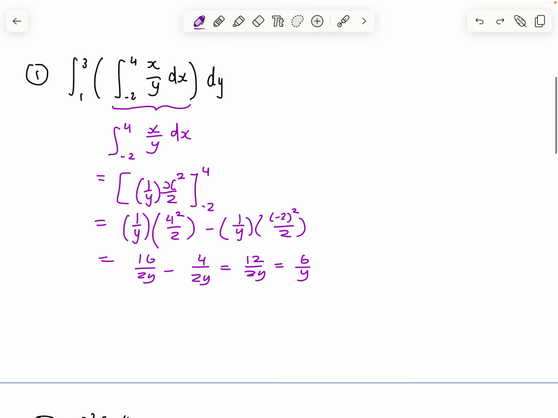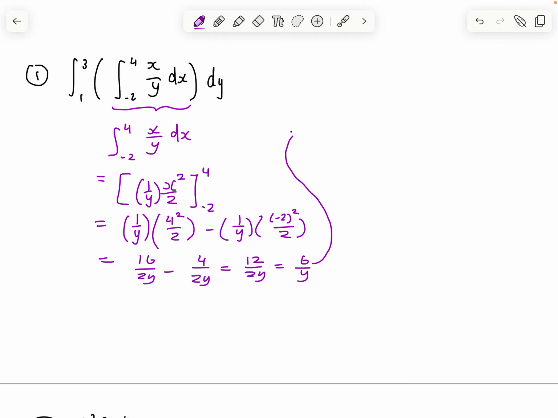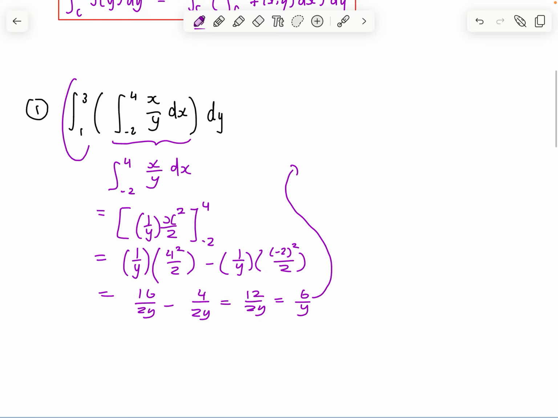Now the second part, we just need to plug this in. So this is the second part. Now we only focus on integrating with respect to y. So we have 1 and 3, and the inside integral, we already solved it to be 6 over y. So all we need to do is just put it back in, and this time it is with respect to y. So this should be pretty simple. You have already learned this. The 6 would be a constant, so we can just leave that outside. 1 to 3 of 1 over y dy.